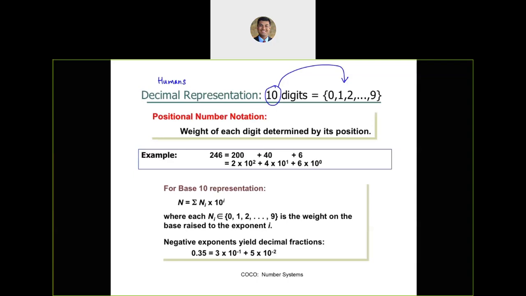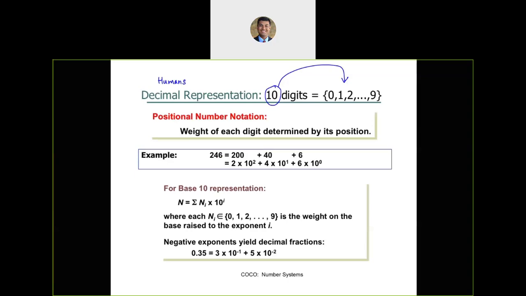Now, numbers in the decimal number system can be denoted using positional number notation or positional significance. All we have to do is take the weight of each digit, multiply each digit with its weight, and add them up. That's the positional weightage or positional significance of any number. And we have learned this in what?